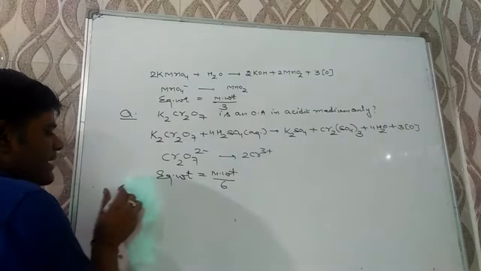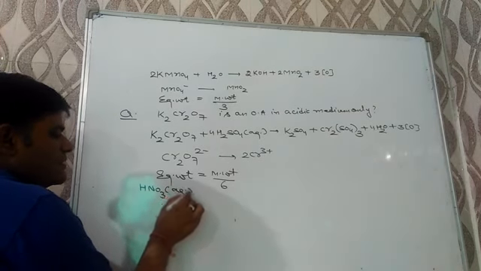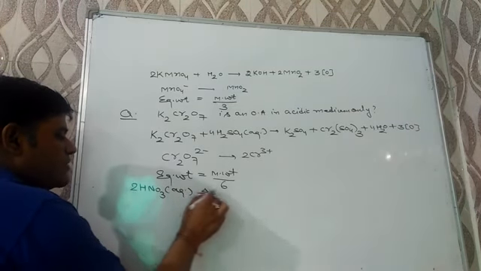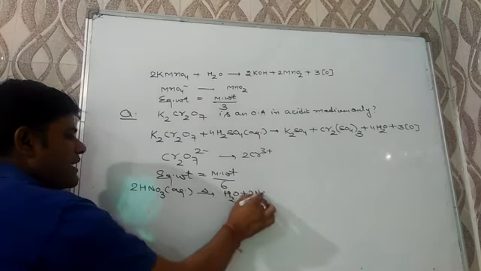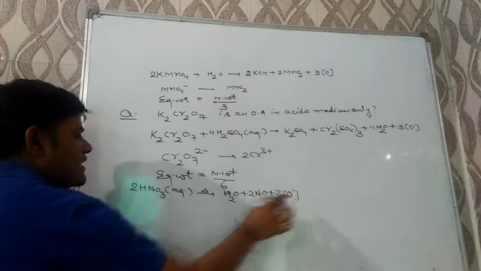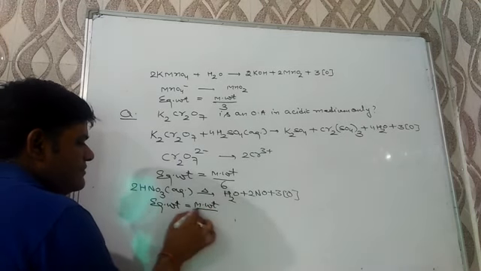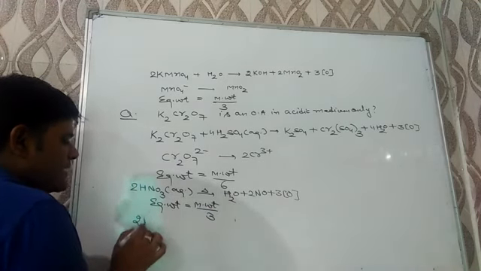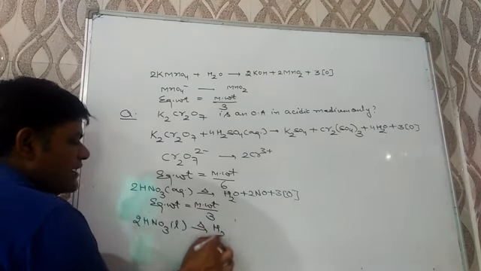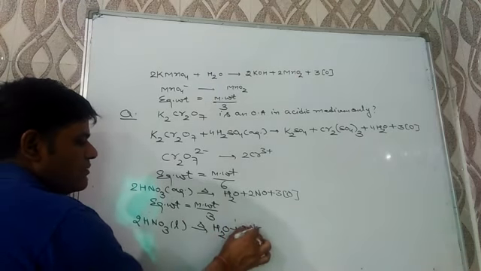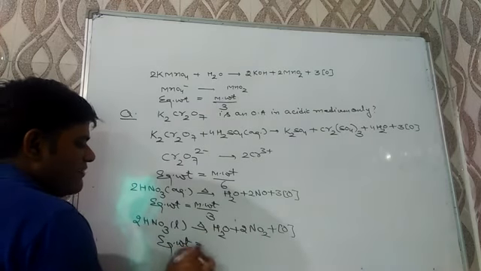for the numericals. Next, HNO3 in diluted state will produce 3 nascent oxygen. 2 HNO3 aqueous on dissociation gives H2O plus 2 NO plus 3 nascent oxygen. So its equivalent weight will be molecular weight by 3. In the same way, in concentrated state, it will produce 1 nascent oxygen: H2O plus 2 NO2 plus nascent oxygen. Equivalent weight will be equal to molecular weight by 1.